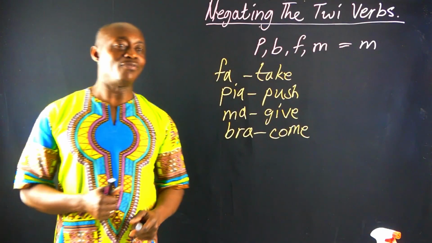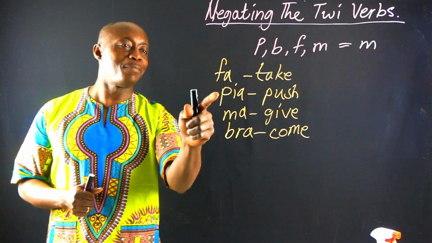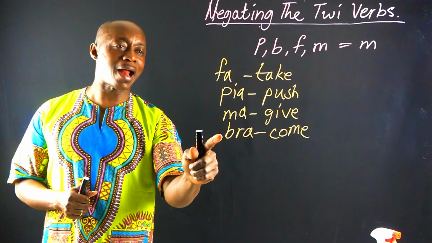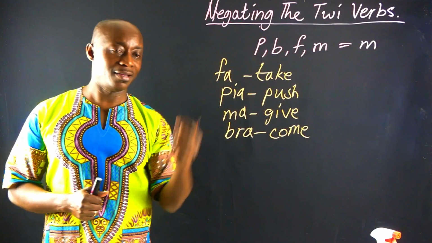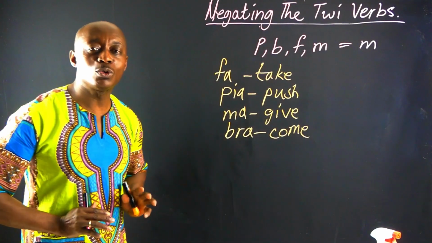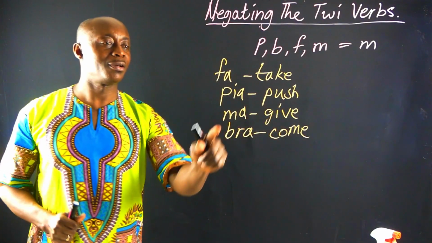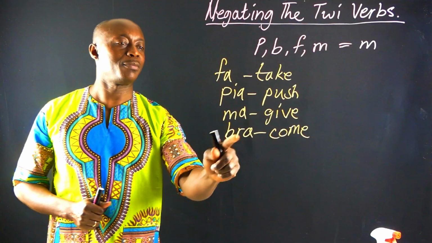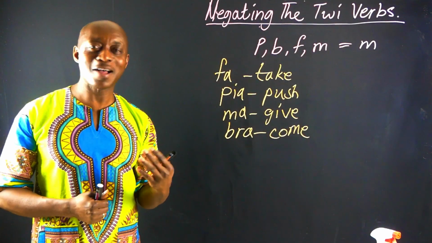Let's look at these verbs. We have fa, pia, ma, and then bra. Fa, that is what? Take. If I say fa, it means take. Pia, it means what? Push. Ma, give. Bra, come.